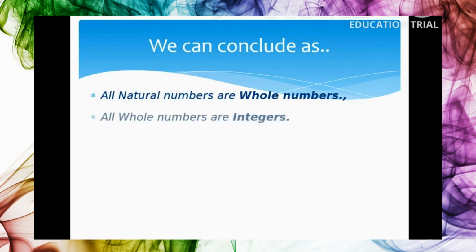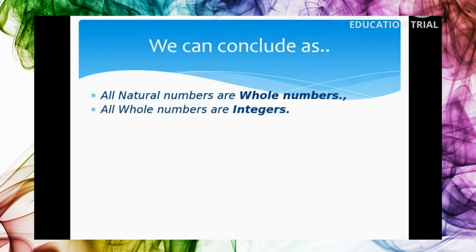Second, all whole numbers are integers. It's also very clear. Integers contain the negative values of natural numbers. So all whole numbers are included in the set of integers. So all whole numbers are integers, but all integers are not whole numbers because integers contain negative numbers, but whole numbers do not contain negative numbers.